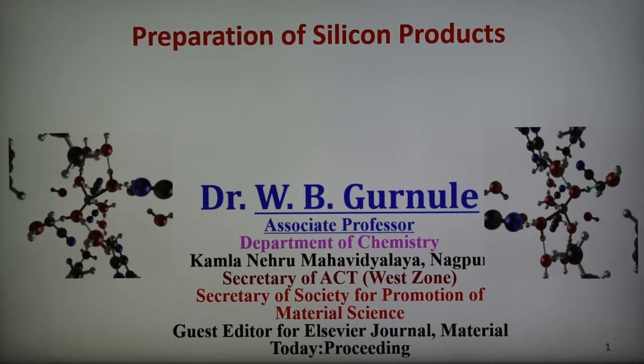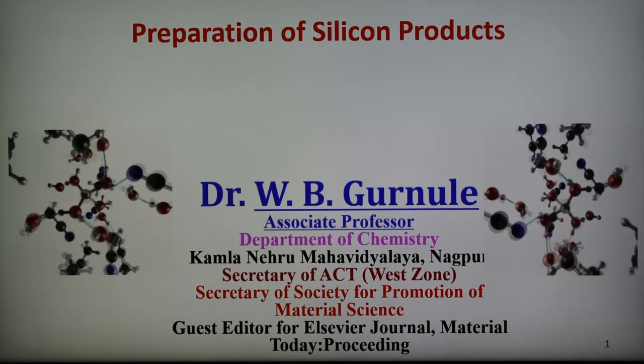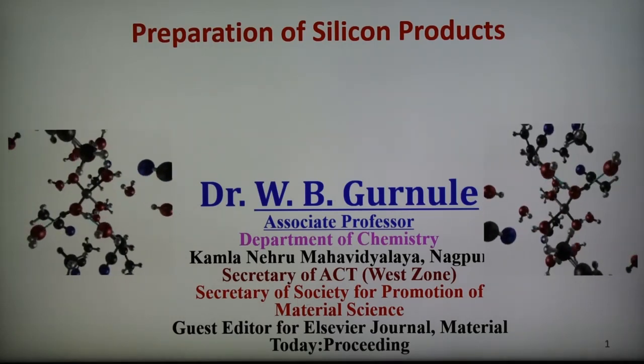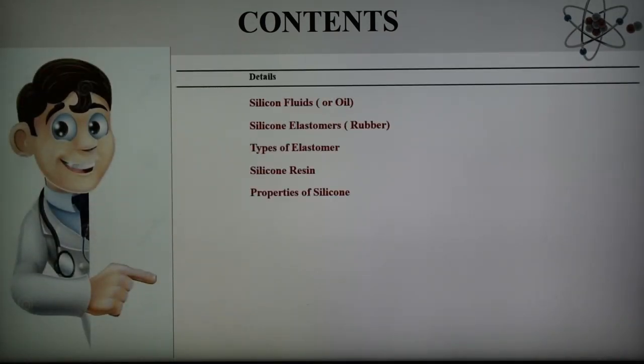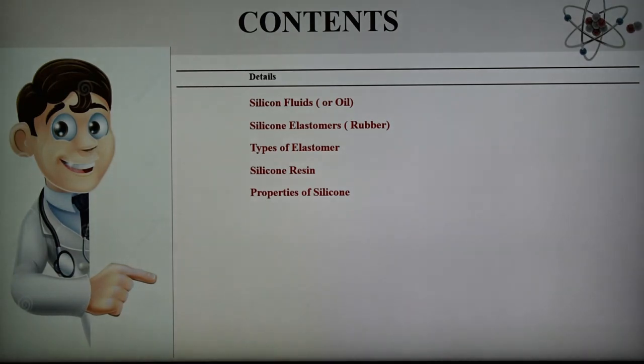So today's topic is preparation of silicon products and their applications, and the important three silicon products are shown in the next slide. Before going to see that, in today's presentation we are going to see the silicon oil, silicon elastomer, types of elastomer, silicon resin, and properties of silicons. So all these are the topics we are going to discuss in today's presentation. The important three are silicon oil, silicon rubber and silicon resin.